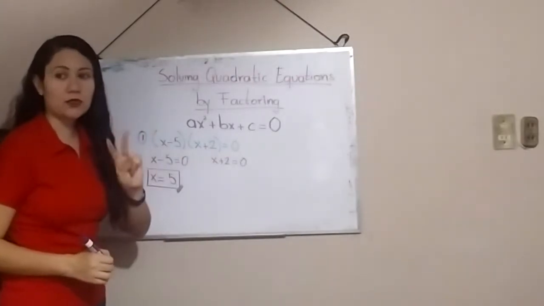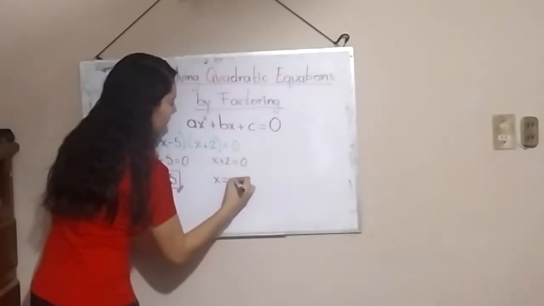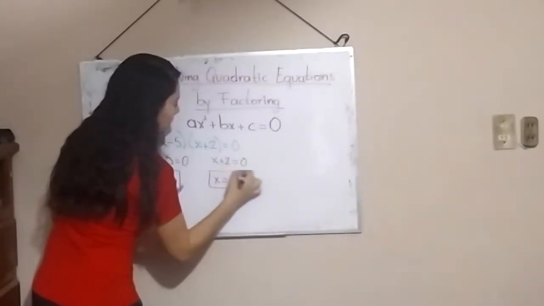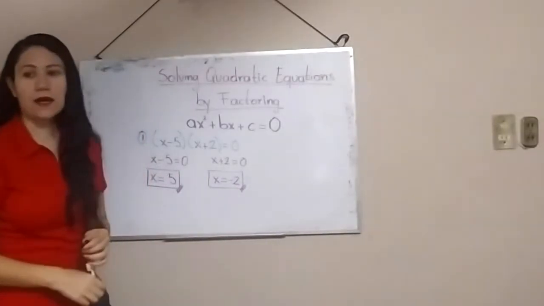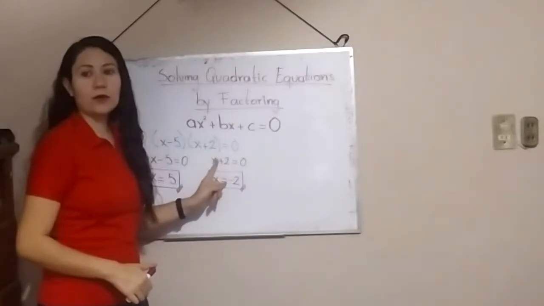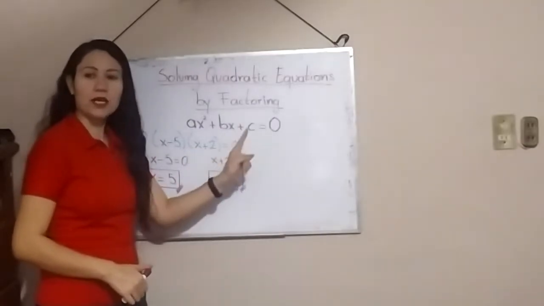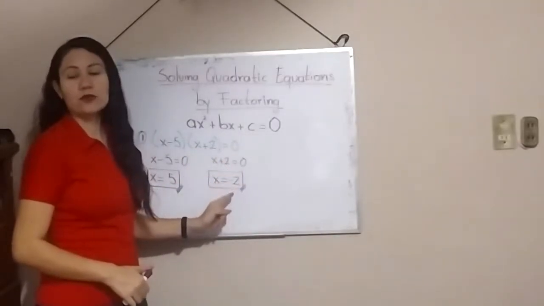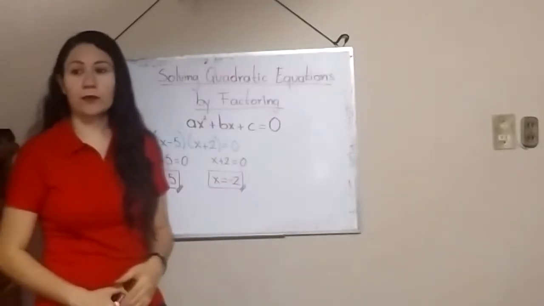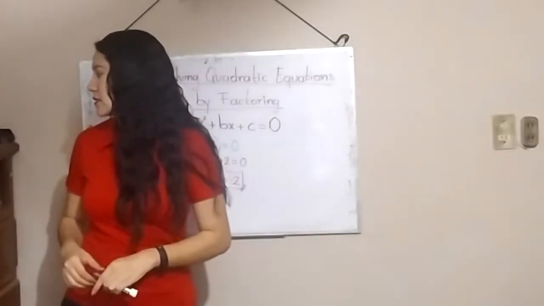Remember we had two options. Now, let's do the same with our other factor. We had x plus 2 equals 0. We isolate the x by moving the number 2 with the opposite operation. 0 minus 2 equals negative 2. Okay, so it's really simple. Now let's do an exercise in which we have to factorize.